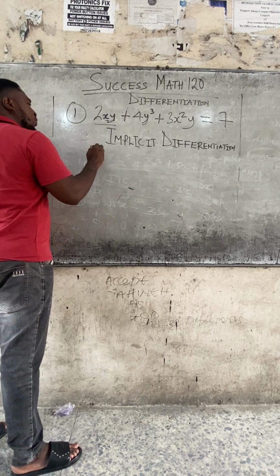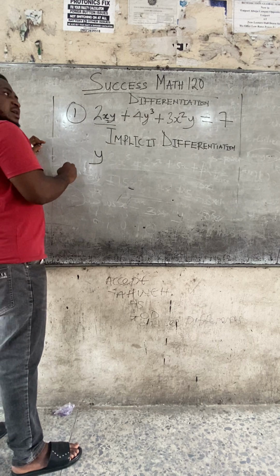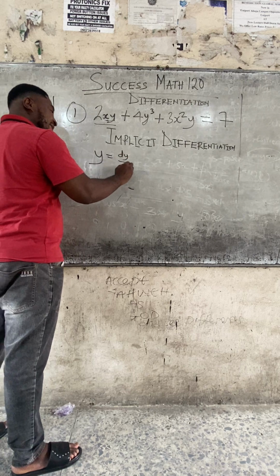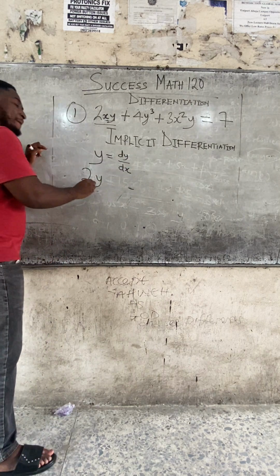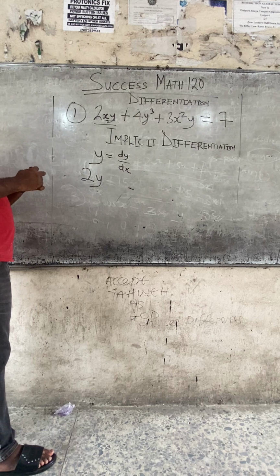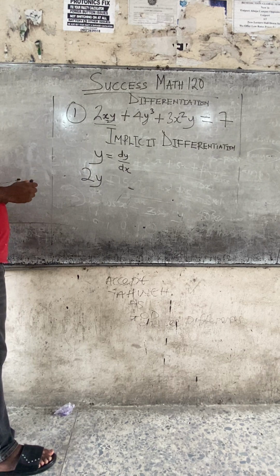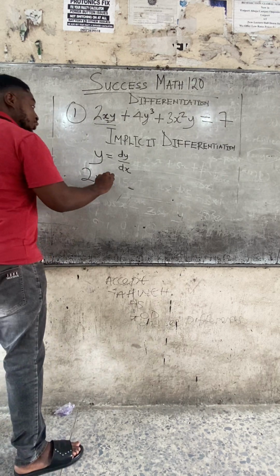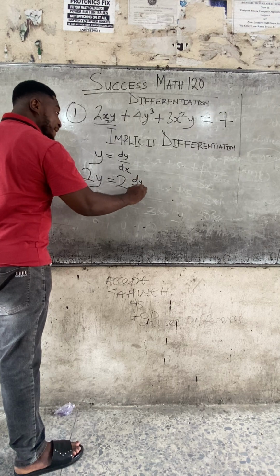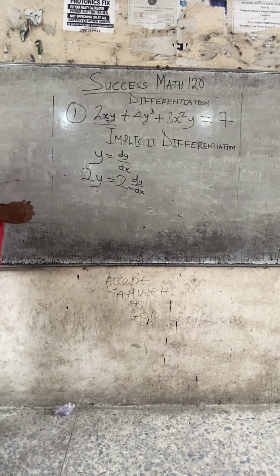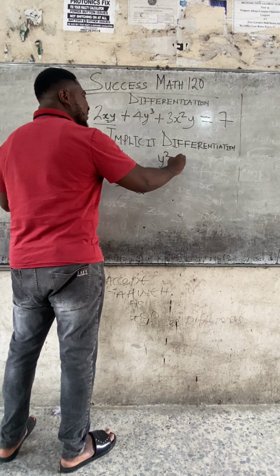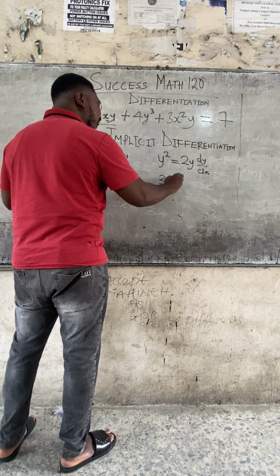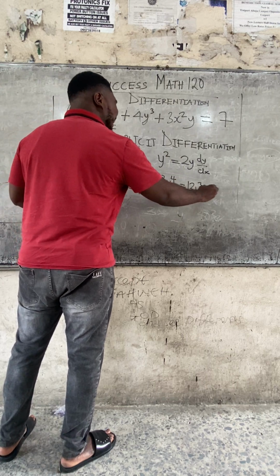Class, how do you differentiate y components? Class, y is the same thing as dy dx. What if it is now 2y? Class, differentiate y, you have dy dx. So differentiate 2y, you have 2 dy dx. Differentiate y squared: y squared is 2y dy dx. Differentiate 3y raised to power 4: it is 12y raised to power 3 dy dx.